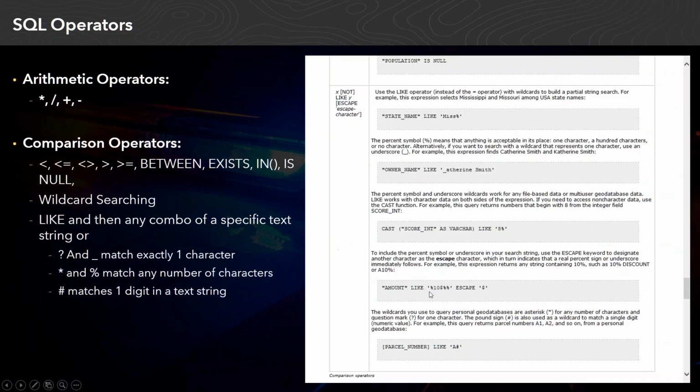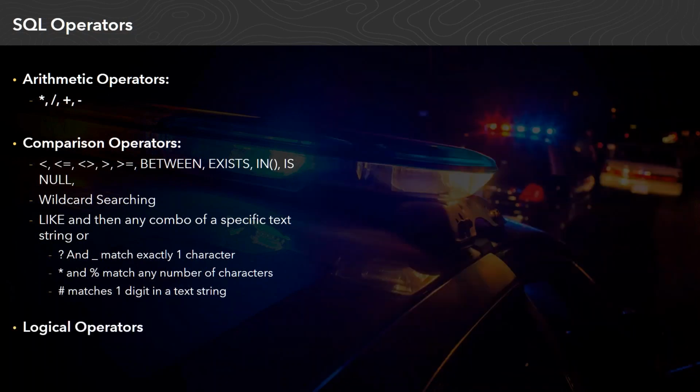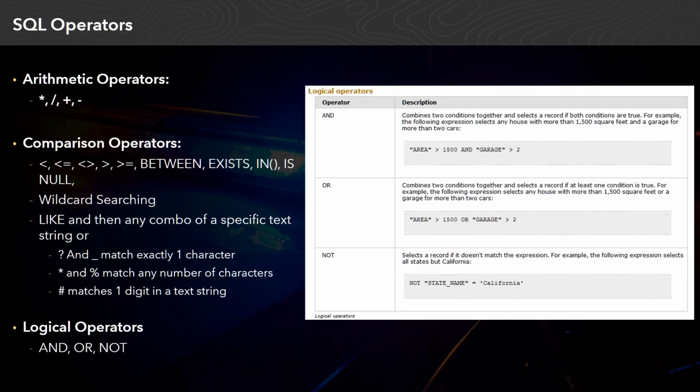Wildcard searching has a couple of different options. For trying to match single characters, you can use question marks or an underscore. For any number of characters, you can either use the asterisk or you can use a percent sign. If you want to try to match digits, you can also use the number sign to match one digit in a text string.